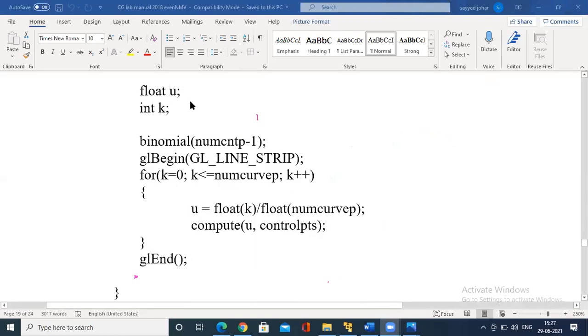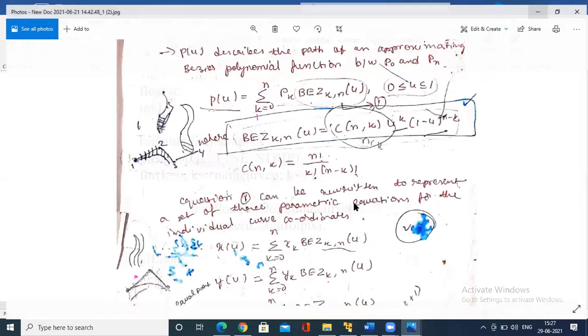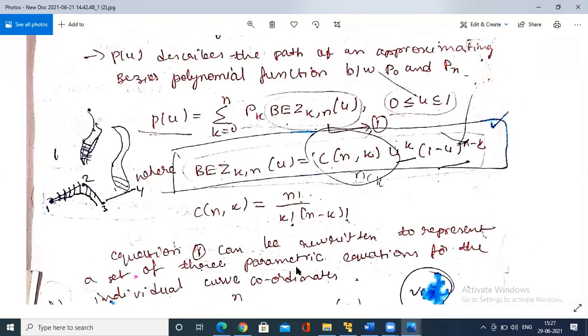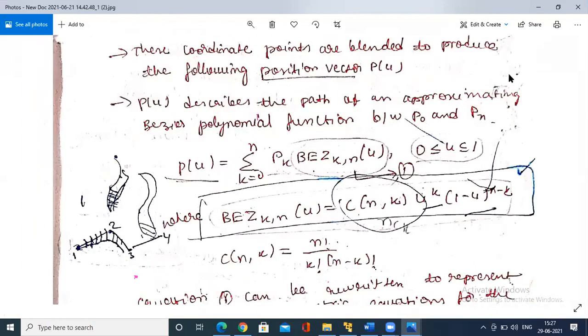Bezier. So we have taken variables float u, int k. You will get binomial. Why do you need to calculate binomial? Binomial is nothing but the nCk formula. So let me go here. See, this is a Bezier curve. Hope it is visible. This is a Bezier curve, all of you. So the Bezier curve equations have been represented in our program.